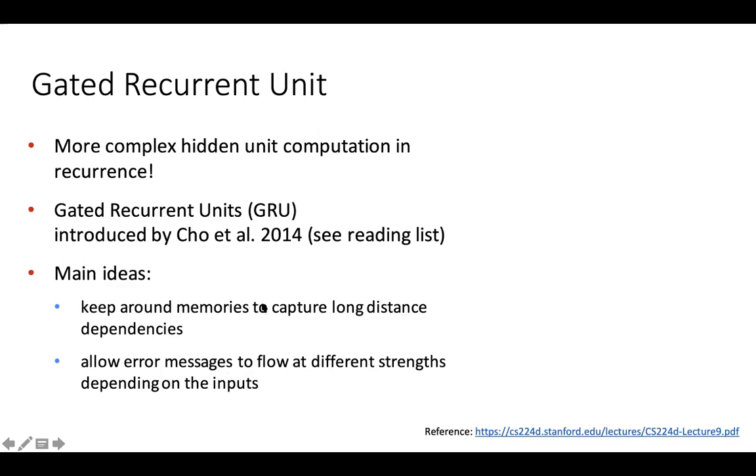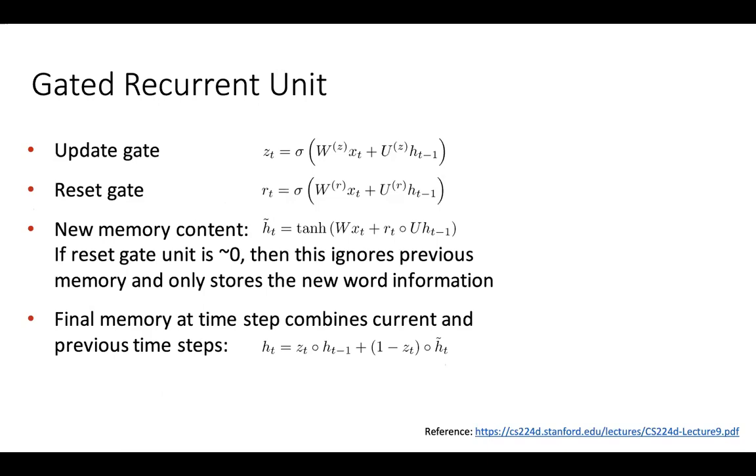The main idea is to keep around memories to capture long distance dependencies. So we want to capture a relation that lives through longer time steps. And we allow error messages to flow at different strength depending on the input. So the idea is that you have capital T number of inputs, and some of the inputs are not really important. Some of the inputs are really important. Not all inputs are equally important. Some you want to forget, some you want to remember. So that's what GRU does. Depending on the input, the model would decide whether to forget that input or not forget that input. In order to do that, there are two gates in GRU.